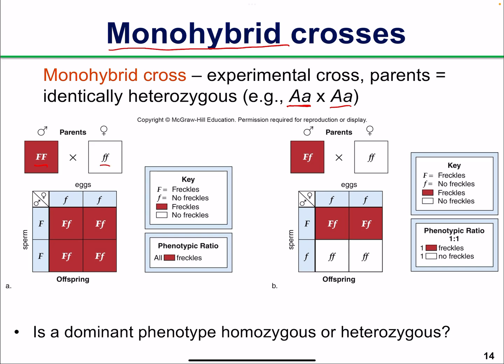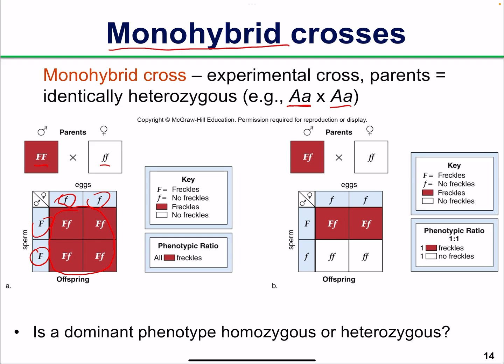recessive? Okay? In that case, all individuals in the offspring are going to express freckles. Why? Because the eggs can only be lowercase f and the sperm cells can only be capital F, so that all individuals are going to be heterozygous and all individuals are going to have freckles. There is no other way around.